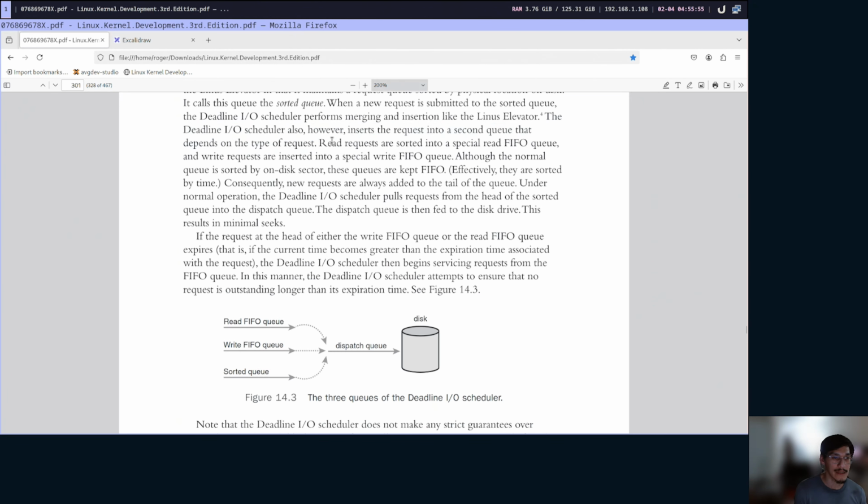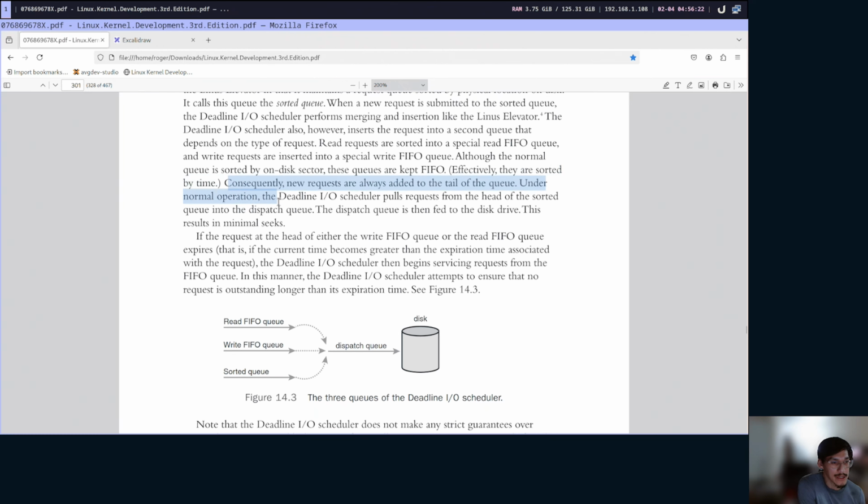Read requests are sorted into a special read FIFO queue. So, two types of queues now. And write requests are inserted into a special write FIFO queue. Although the normal queue is sorted by on-disk sector, these queues are kept FIFO. Effectively, they are sorted by time. So as requests come in, that's how they're arranged. Consequently, new requests are always added to the tail of the queue.